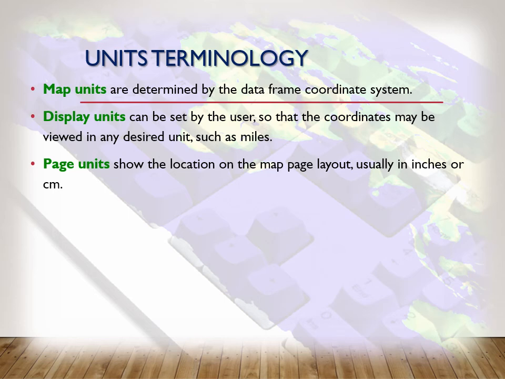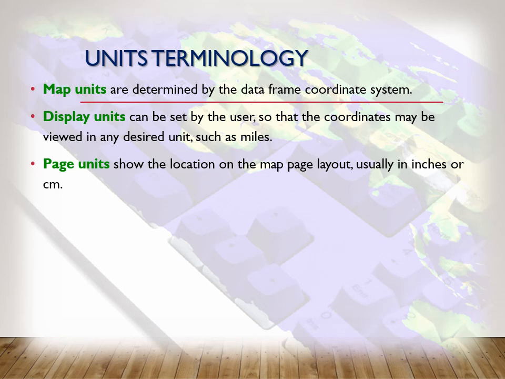Okay, so let's go back and talk a little bit about units. Map units, and this is when we go into the map layout, which we'll talk about in lab. Map units are determined by the actual coordinate system. So you cannot change the map units. The map units are usually in feet, meters, or decimal degrees. Again, decimal degrees is for a geographic coordinate system, and if you're mapping, you should not be using a geographic coordinate system. So most of your units will be in feet or meters.